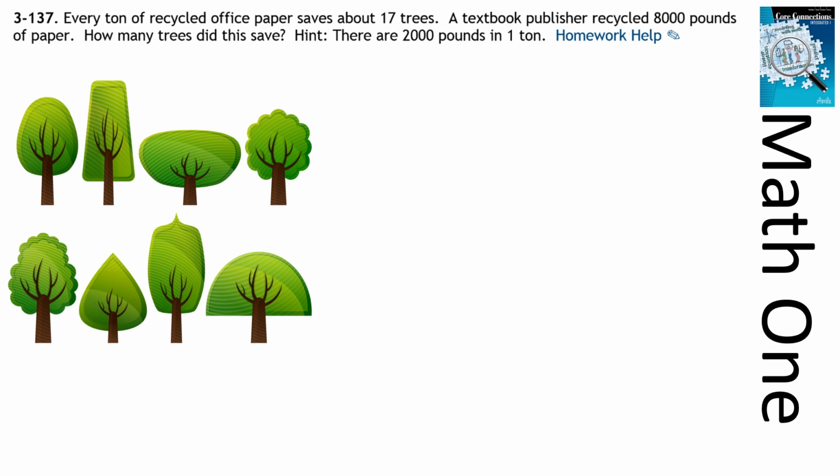This is a problem we haven't looked at for a while. I think it involves dimensional analysis, and that's the approach I'm going to take with it. There are a couple of giant ones that we can use to multiply things by, and the first sentence is actually one of them. It says, every ton of recycled office paper saves about 17 trees. So one of them I could say is 1 ton of recycled paper saves 17 trees.